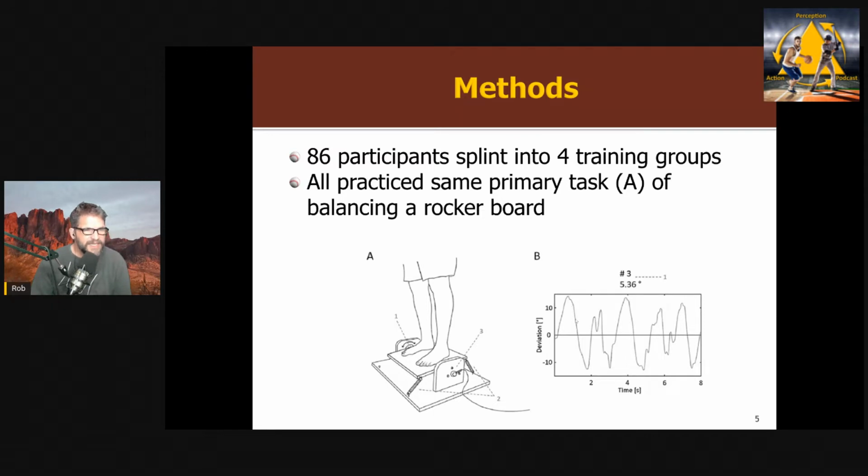And of course, you can get a measure of the deviation of the board from perfectly horizontal as a measure of the performance, right? Participants were given feedback at the end of each session on how well they did in terms of this. So this is the main task that they're training for, the main thing they're trying to learn. And this is what we're going to look at in terms of it being impaired by any interference.